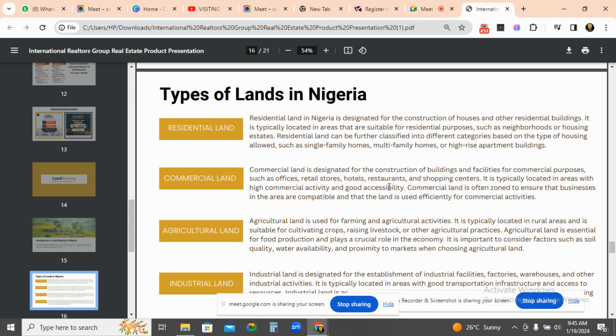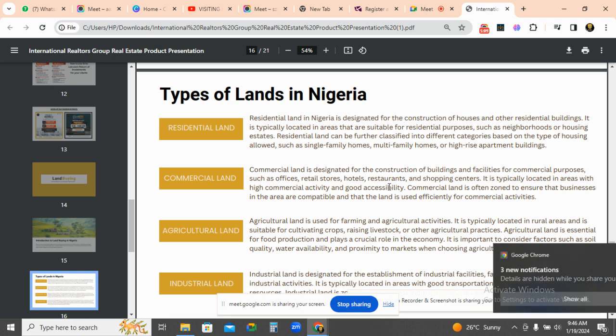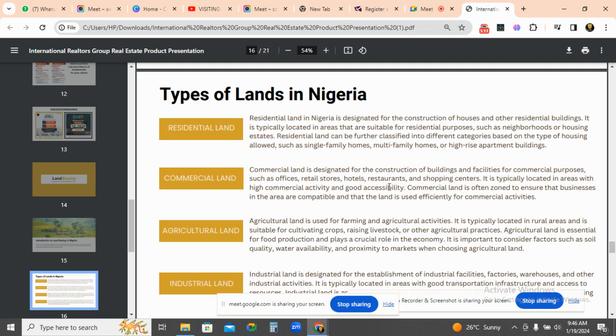But at the end of the day, it is the government that owns all the land in Nigeria. Okay, so commercial land is the land that has been designated by the government for the construction of buildings and facilities for commercial or business purposes. So if you see a commercial land, the government has designated it for the construction of buildings and facilities for commercial or business purposes.